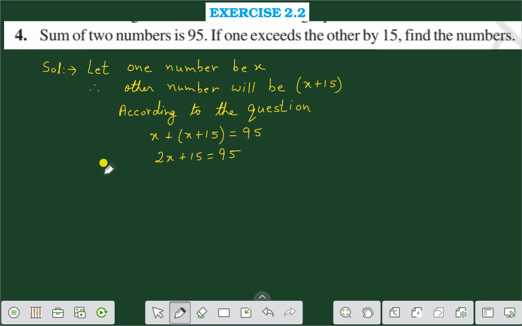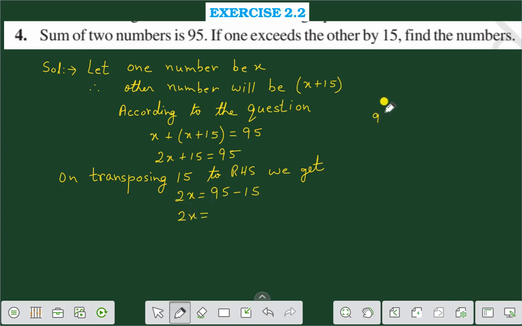On transposing 15 to the right hand side, RHS, we get 2x is equal to 95 minus 15, or 2x is equal to 80. Subtracting 15 from 95, we are getting 80, right?